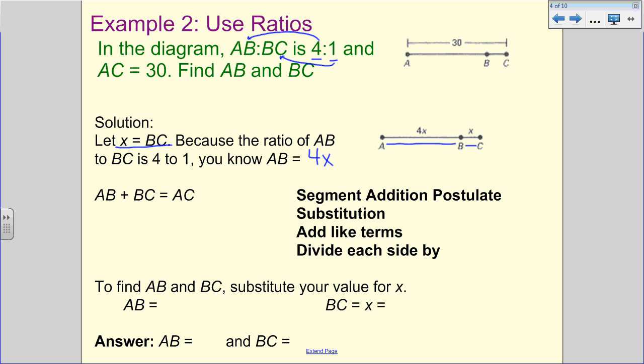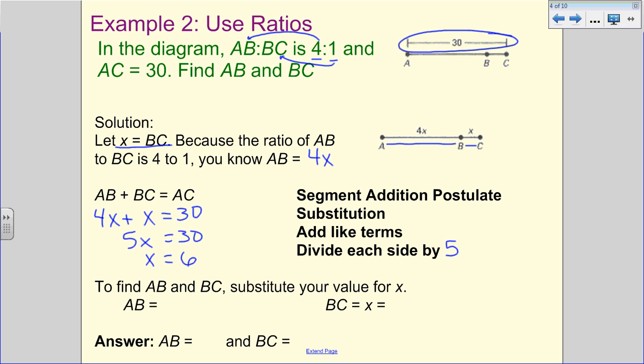Well, we labeled AB with 4x in the diagram. We labeled BC with x in the diagram. And we know that AC from this top diagram is 30. So that equals 30. We're going to add our like terms. This is 5x is equal to 30. And then we're going to divide each side by 5. Once I do that, I get x is equal to 6.